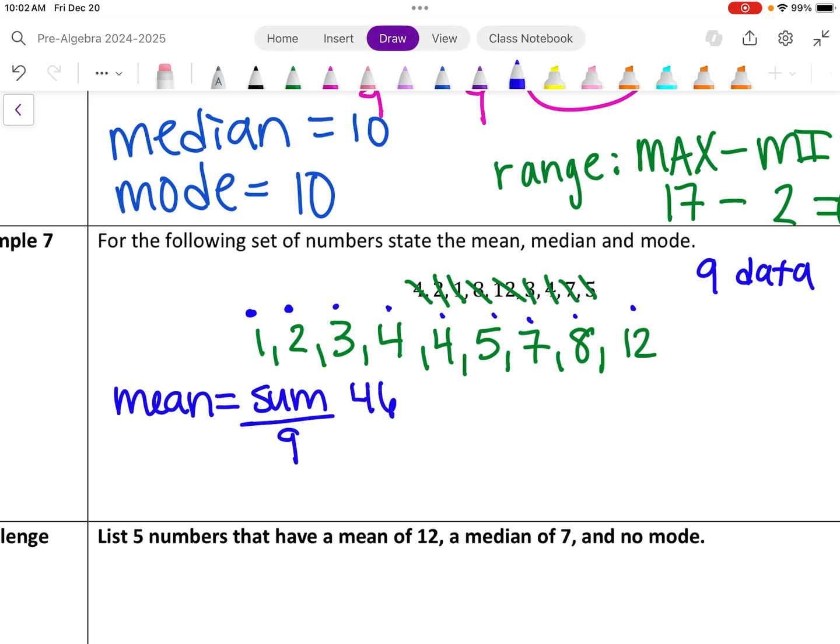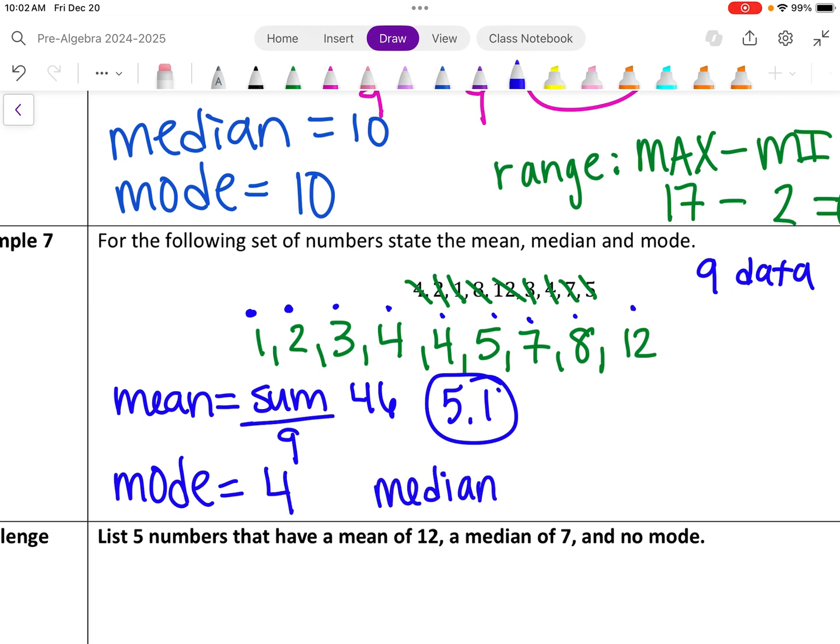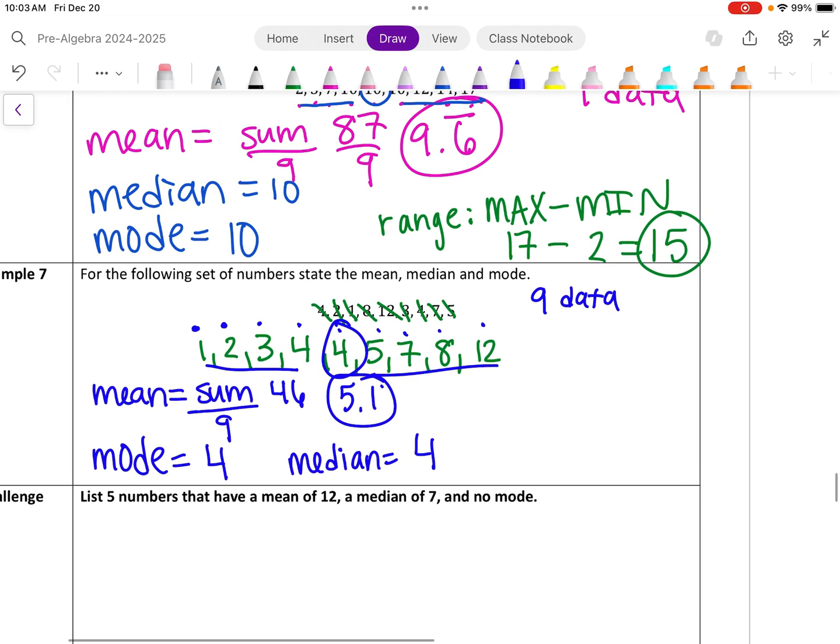I got 46. 46 divided by 9 is 5.1. Our mode is the one that appears the most, and that is 4. Let's do our median, which is our middle. Our middle number of 9 numbers, go 4 in and 4 in, is 4. Now let's do the one that I added. Our range is the max minus the min. The biggest number is 12. The smallest number is 1. So our range is 11.